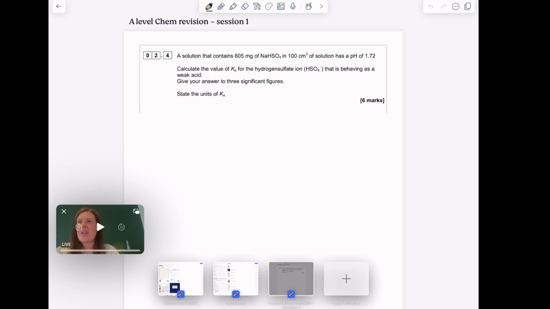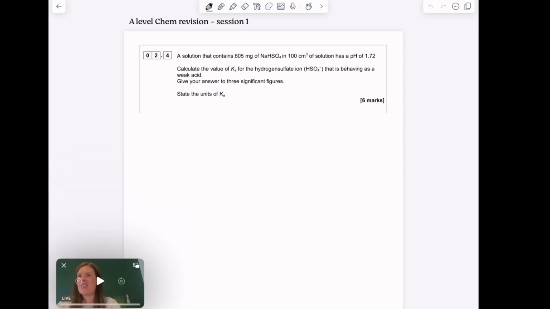It's from an AQA paper, but also very relevant to the OCR spec as well. So a solution that contains 605 milligrams of NaHSO4, that's sodium hydrogen sulfate, in 100 centimeters cubed of solution has a pH of 1.72. Calculate the value of Ka for the hydrogen sulfate ion, that's HSO4 minus, that is behaving as a weak acid. Give your answer to 3 significant figures, and we're going to state the units of Ka as well. And as you can see, 6 whole marks for this one, so well worth being able to get your teeth stuck into this one.